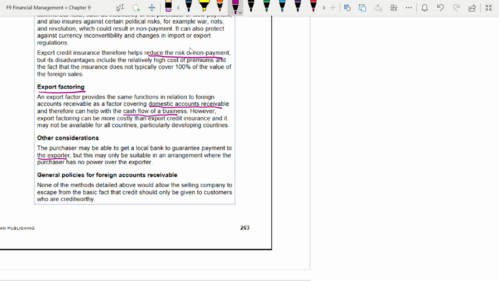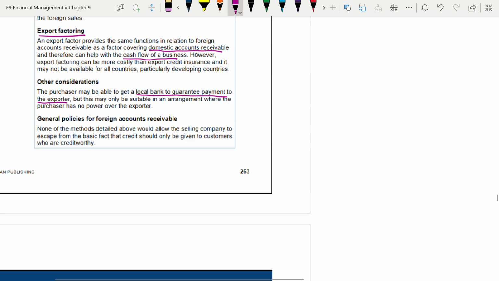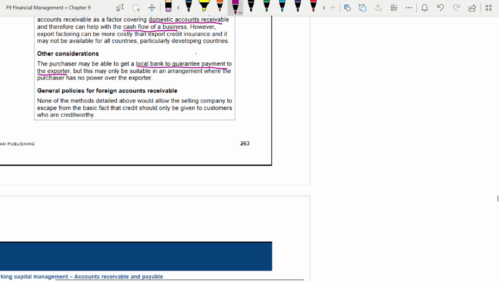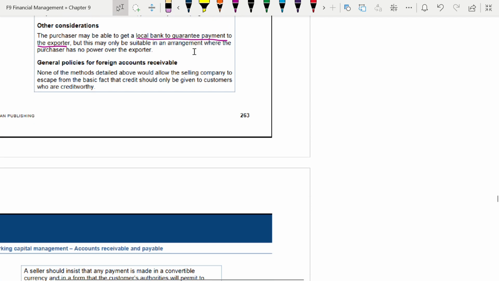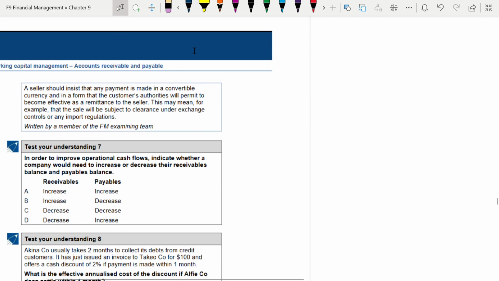Nowadays most of the companies are doing this, all imports and exports. You take companies, you take banks, they're all talking about imports and exports, meaning what are the various options with respect to receivables and payables, not only in local currency but also in foreign currency. None of the methods allow the selling company to escape the rule that credit should only be given to customers who are creditworthy.